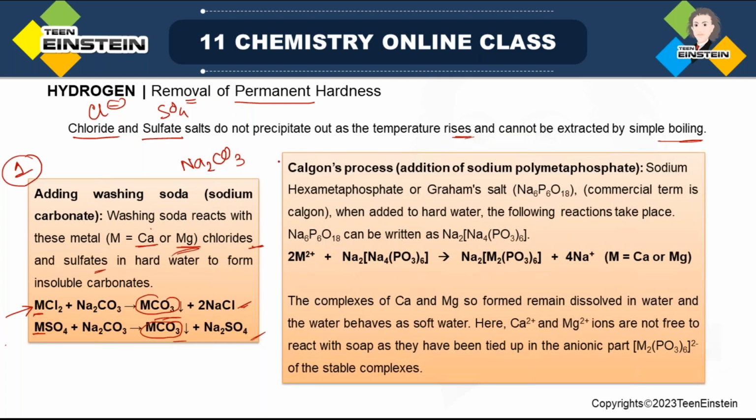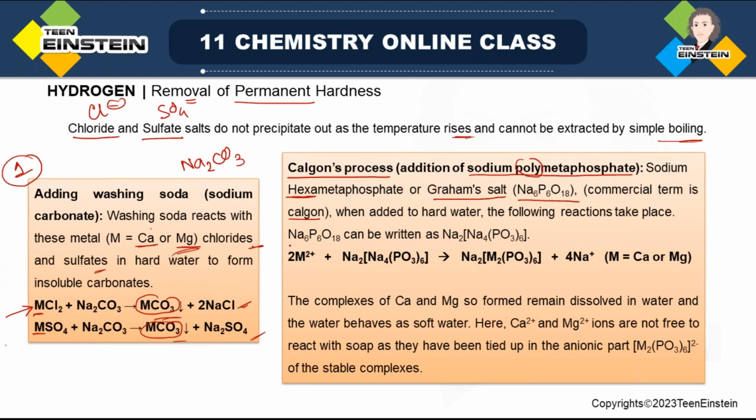Second method, Calgon's process, or it is basically the process where we add sodium polymetaphosphate. Now, which sodium polymetaphosphate we take? We take sodium hexametaphosphate. Simply this term poly is now exchanged by the term hexa, then metaphosphate. Look at the formula, Na6P6O18. It is also known as Graham's salt, and its commercial term is Calgon, so that is why the name is Calgon's process. When you are adding it to hard water, then this following reaction is taking place.